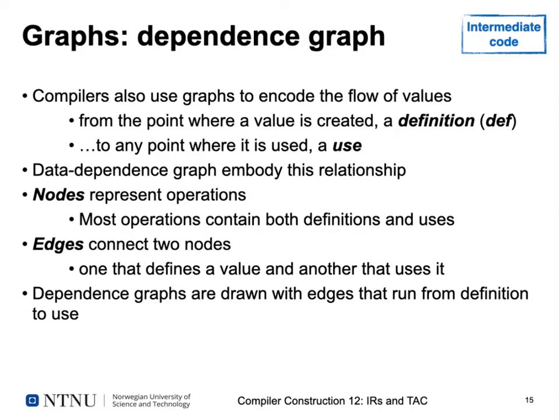So a node in our data dependence graph represents operations. Most operations contain both definitions and uses, and an edge in our data dependence graph connects two nodes, so it implies the data flow here. So we have one node that defines a value, another one that uses the value, and an edge that connects the two. Dependence graphs are drawn with edges that run from definition to use, so we can actually find out in which places a value is generated and in which places we actually refer to this value.